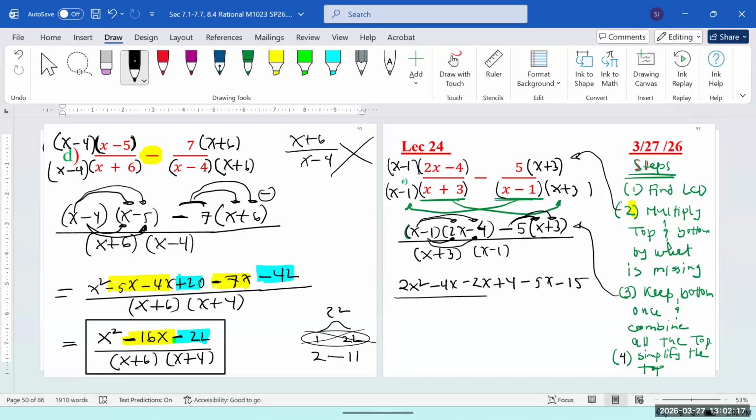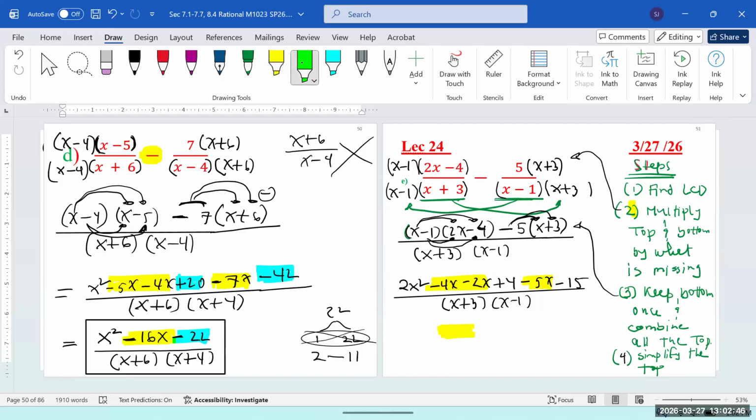Don't forget to write your denominators. We have x plus 3 and x minus 1. But we still are not done with simplifying, so we have to keep simplifying by combining like terms. We have 4x, 2x, and 5x. They are like terms, so we're going to combine them.